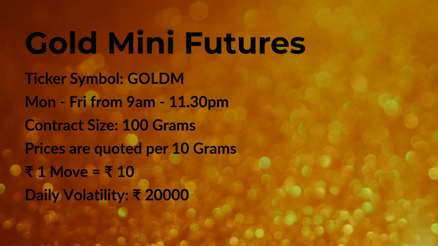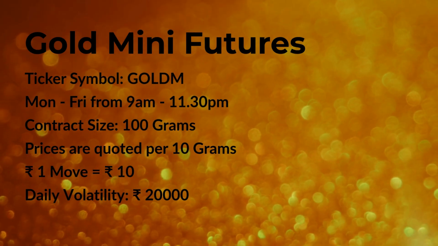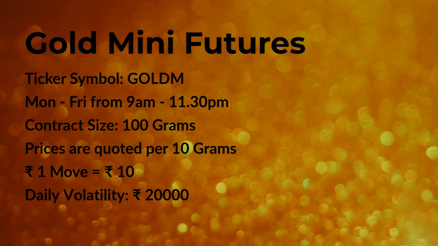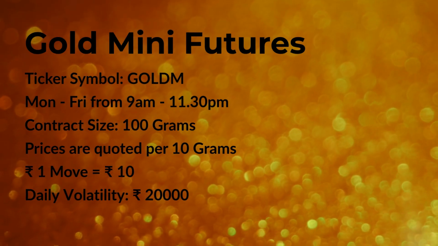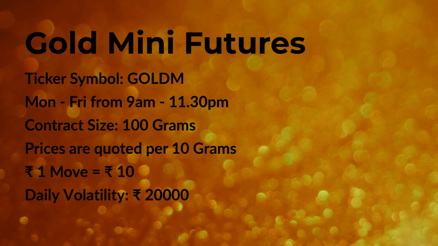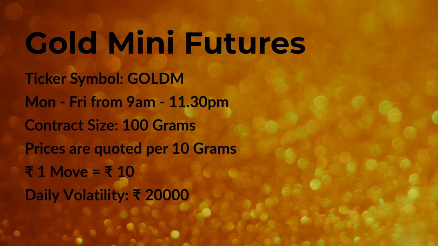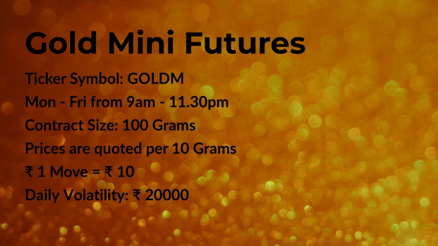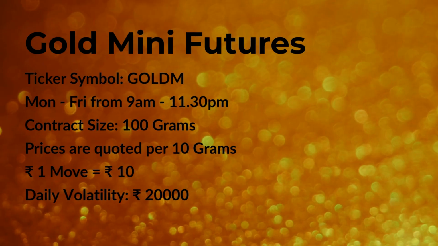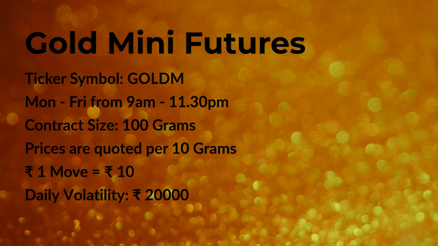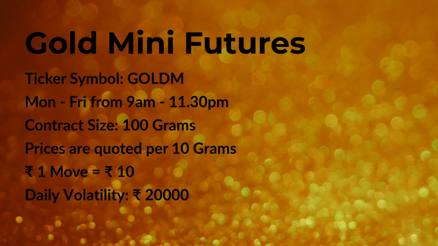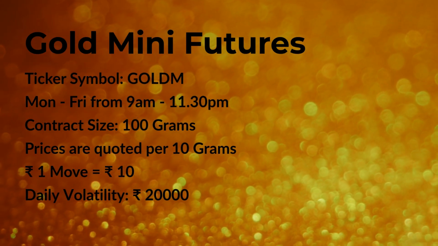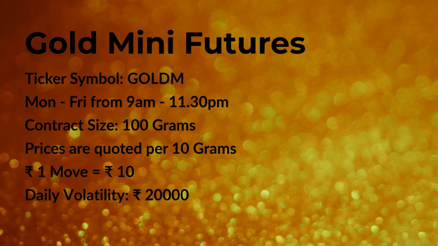Next up in line is the Gold Mini Futures and options, symbol GOLDM, trades Monday through Friday 9 a.m. until 11:30 p.m. The contract size is 100 grams and the prices are quoted per 10 grams. A 1 rupee move in Goldm is equal to 10 rupees of gain or loss per contract. Expect a daily volatility of 20,000 rupees in this contract.